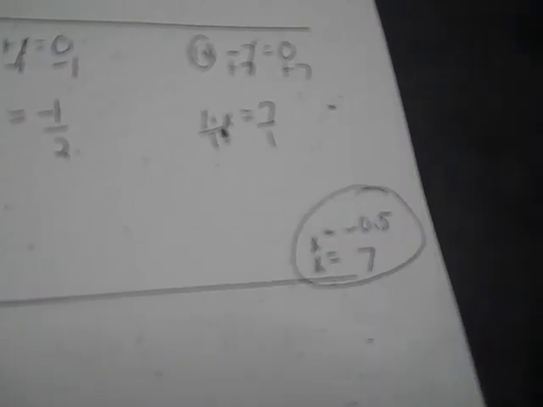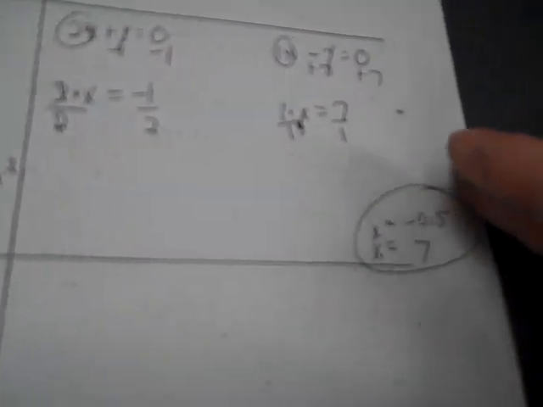And for the other one, I dot my x, and I add 7. 0 plus 7 is 7. So 1 times x equals 7, and then divide by 1. 7 divided by 1 is 7. So it's these two answers.